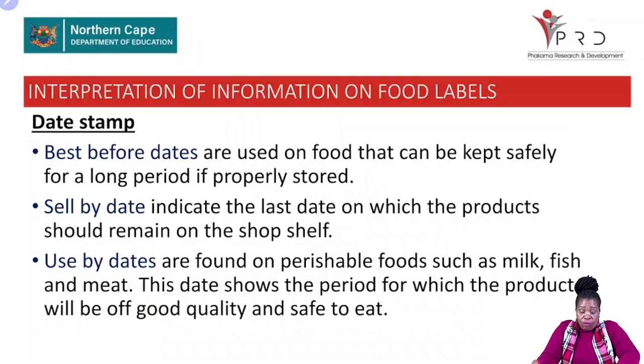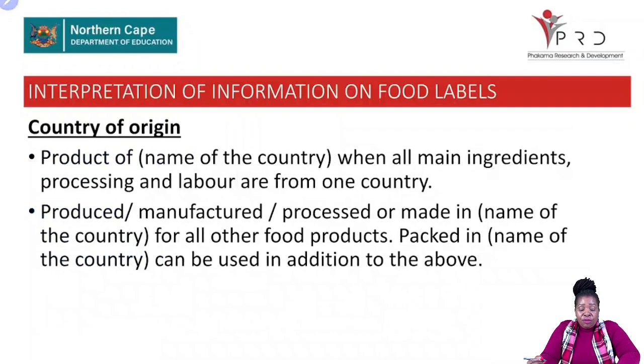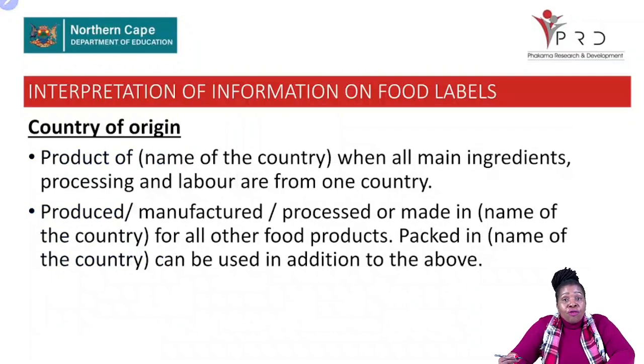And then the sell by date indicates the last date on which the product should remain on the shop shelf. So when there's a sell by date on the product, then the shops actually reduce the prices of those products so that they are bought and finished on a particular day, right? And then the use by date is found on perishable foods such as milk, fish, and meat. This date shows the period for which the product will be of good quality and safe to eat, right?